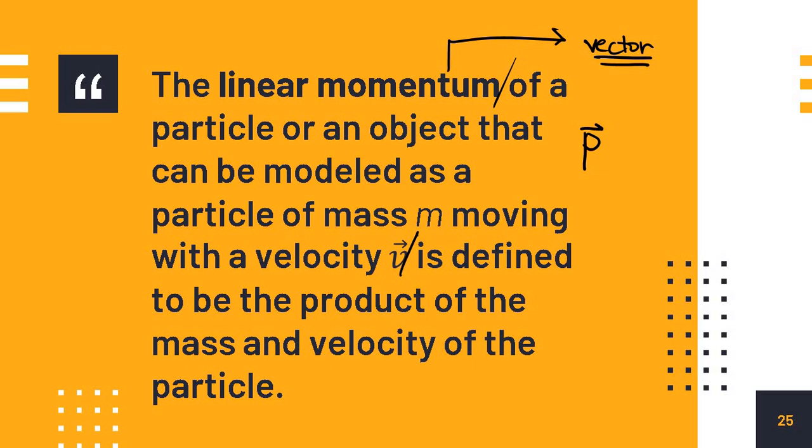According to the description, it is defined to be the product of mass and velocity of the particle. So if we take that literally, the mathematical interpretation of this description would be vector P is equal to the product of mass, which has a symbol m, and velocity, which has a symbol v with an arrowhead. Alright, so this is the formula that we have for linear momentum.